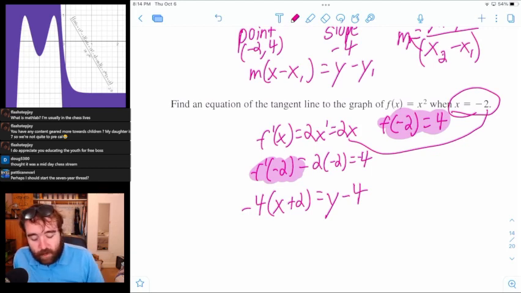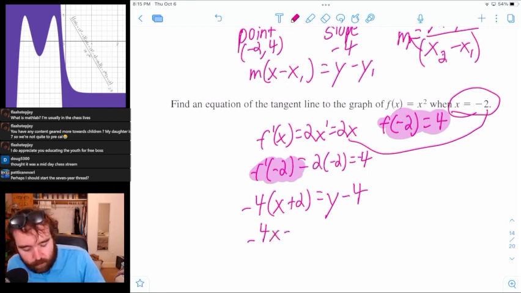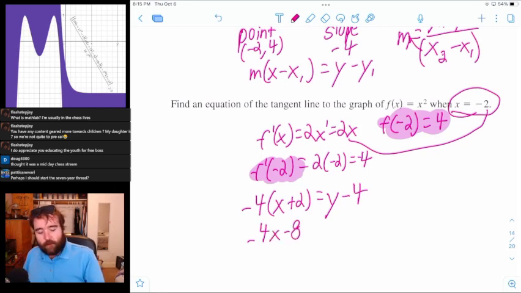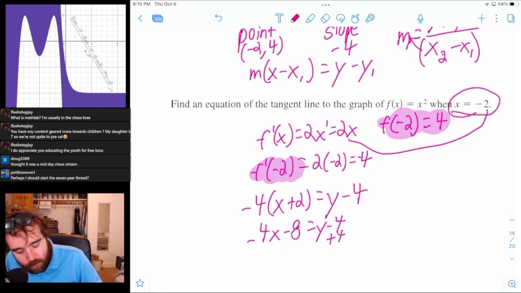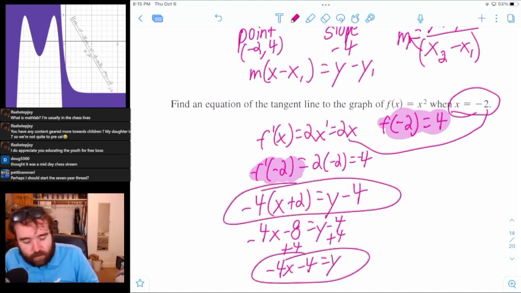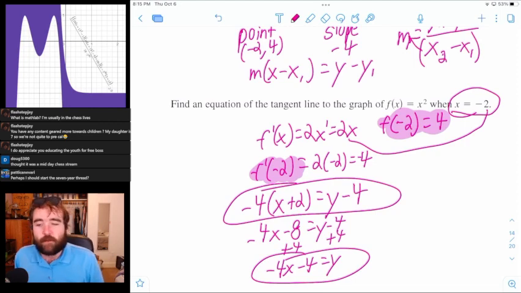Now, a lot of teachers might ask you to put it in y equals mx plus b form, slope intercept form. To do that, we just got to multiply everything out and solve for y. So we distribute the negative 4: negative 4x minus 8 equals y minus 4. Then we just add the 4 over to get the y by itself. So negative 4x minus 4 equals y. And that is that form of the line. Both of those for this question should be acceptable answers.